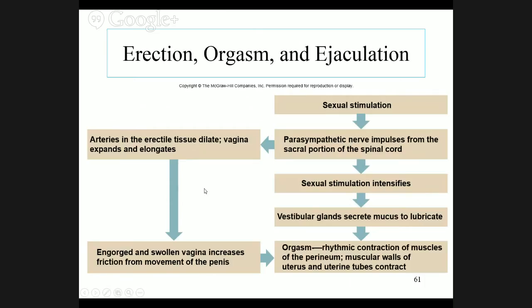And here's a slide of the different parts of erection, orgasm, and ejaculation. Arteries and erectile tissue dilate, the vagina expands and elongates, and it follows the process. The parasympathetic nerve impulses come from the sacral portion of the spinal cord.